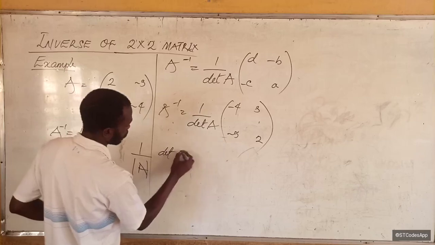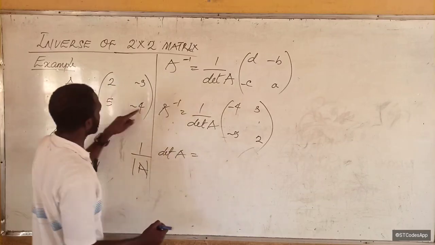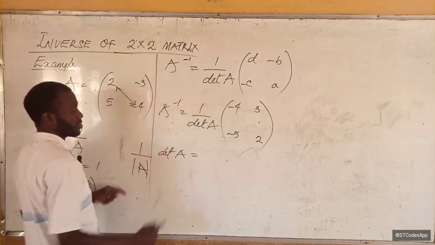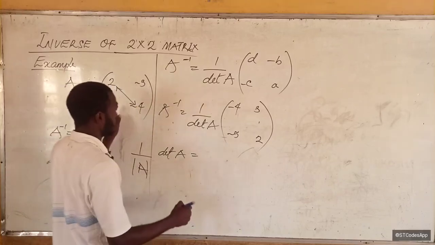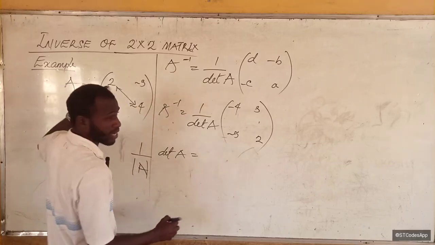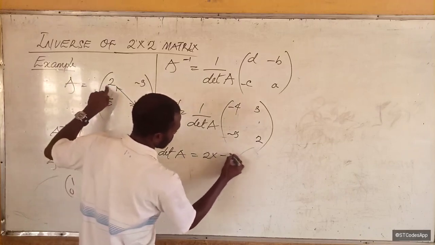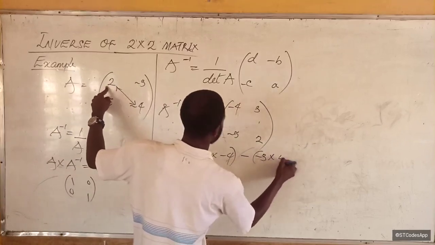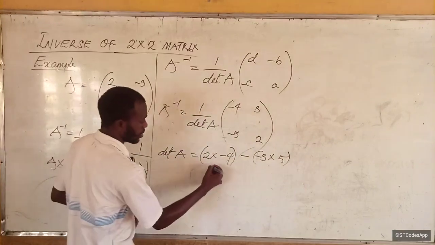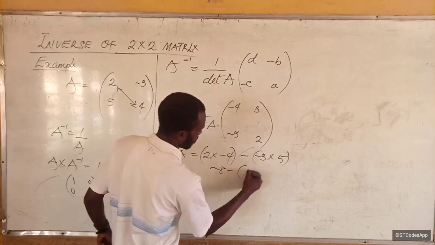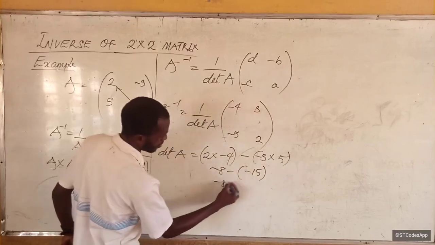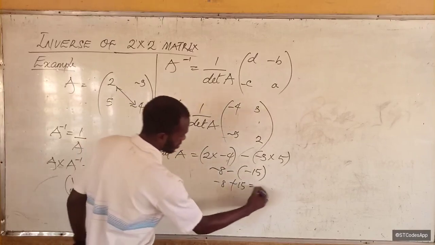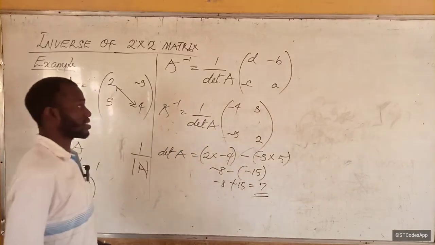So the determinant of a 2 by 2, determinant of A, is going to be the main diagonal multiplied together, and we subtract the product of the other diagonal from the main diagonal. So here we have 2 times minus 4, minus 3 times 5. That gives minus 8, minus 15, which becomes minus 8 plus 15, that is 15 minus 8, and that is 7. So our determinant is 7.